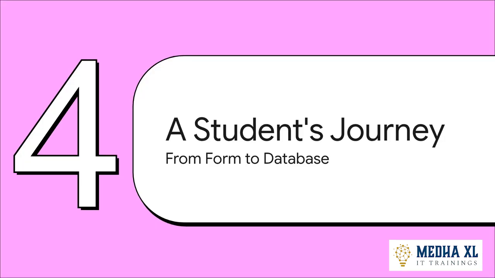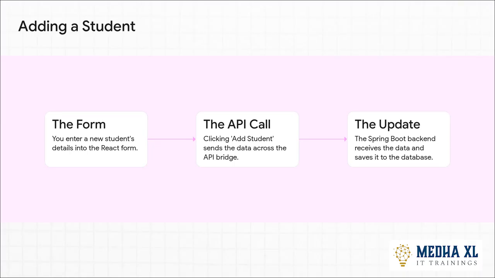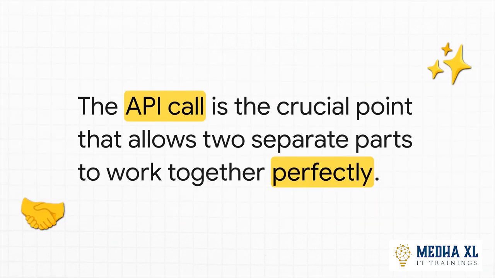To really make this crystal clear, let's actually follow a piece of data on its journey through our app. We're going to add a new student and watch exactly how this whole full stack thing works together. So, step 1, you're on the website and you type the student's information into that React form. The second you hit that Add Student button, boom, that's step 2. The front end makes what's called an API call, shooting that data across the bridge. Then, in step 3, the back end catches it, does its thing, and saves it right into the database. See? Simple.